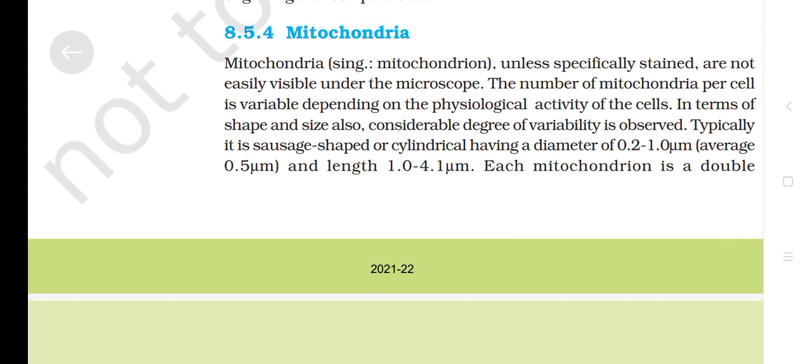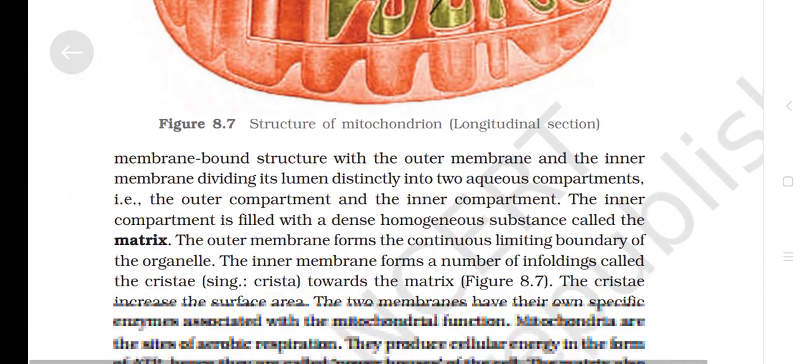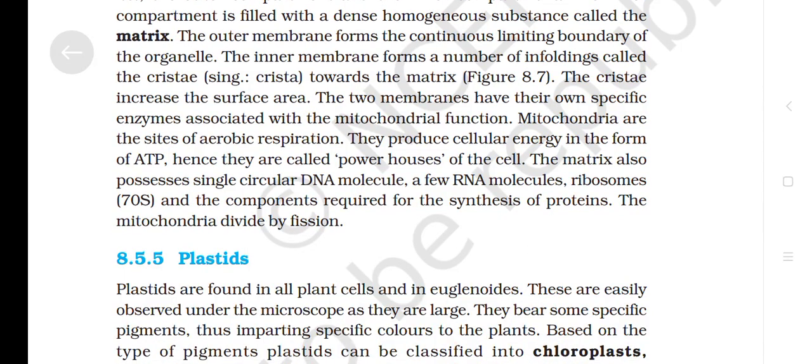to 4.1 μm. Each mitochondrion is a double membrane bound structure with the outer membrane and the inner membrane dividing its lumen distinctly into two aqueous compartments, that is the outer compartment and the inner compartment. The inner compartment is filled with a dense homogeneous substance called the matrix. The outer membrane forms the continuous limiting boundary of the organelle. The inner membrane forms a number of infoldings called the cristae, singular crista, towards the matrix, figure 8.7. The cristae increase the surface area.